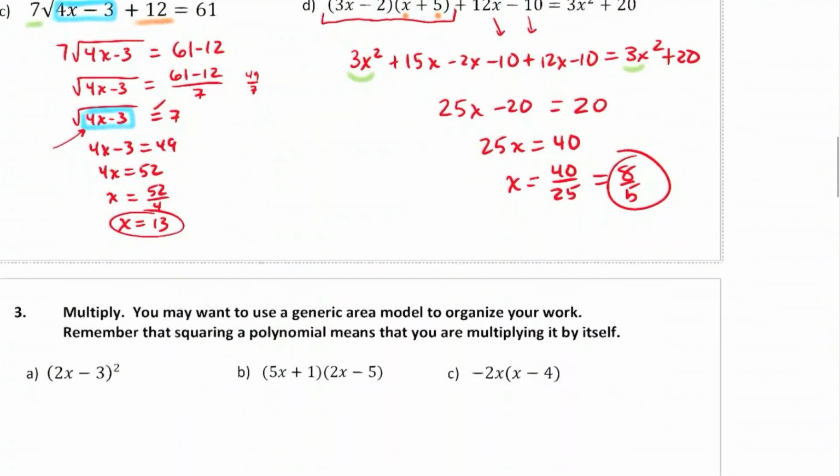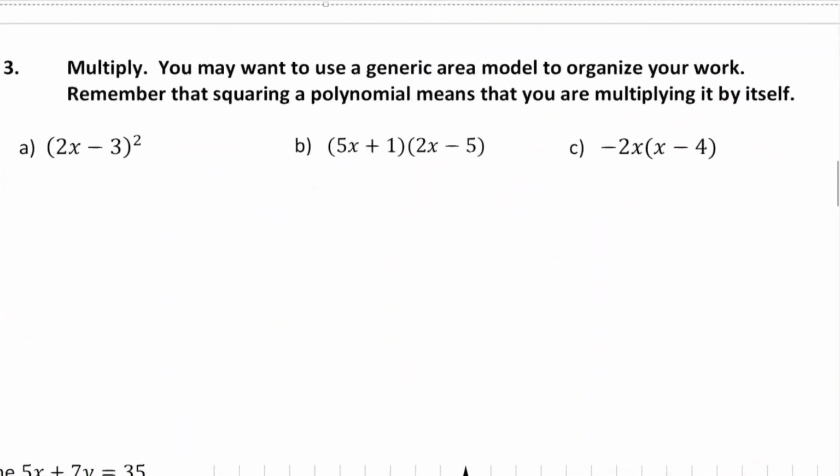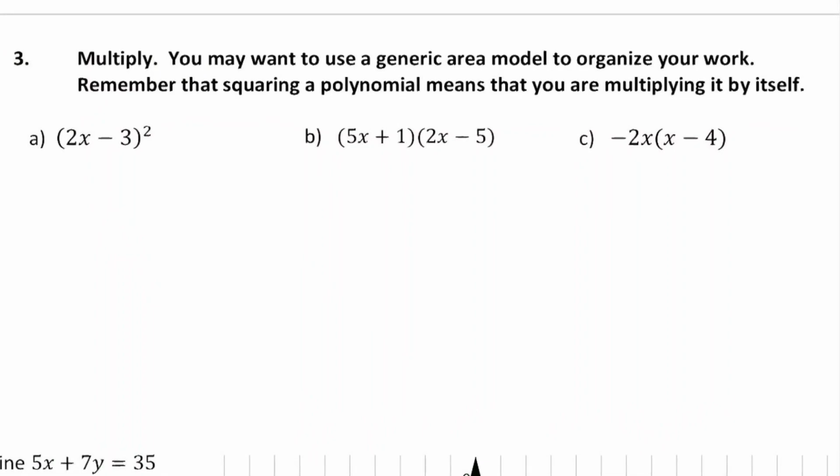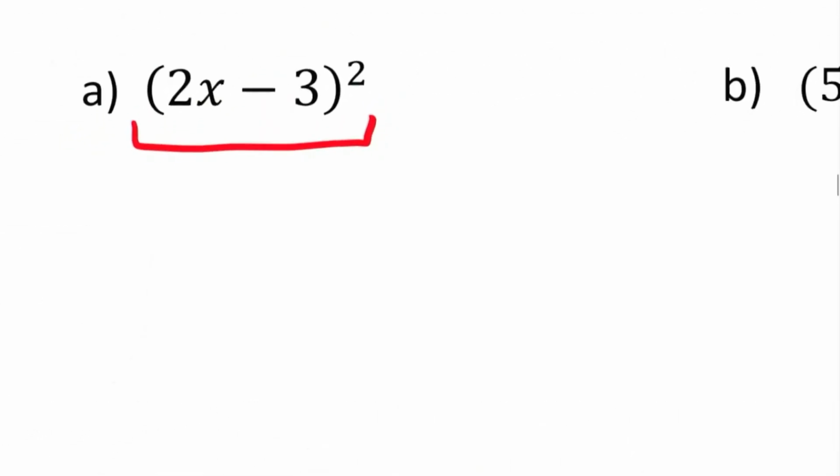All right, quickly on to page 2. It says multiply. You may want to use a generic area model to organize your work. Remember that squaring a polynomial means you are multiplying it by yourself. What a nice thing to say. I don't feel like that's necessary that I say it, but it's important to say because we're trying to avoid the common error that we see with this, right?